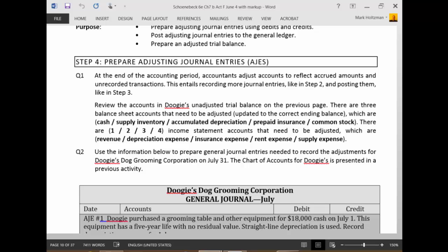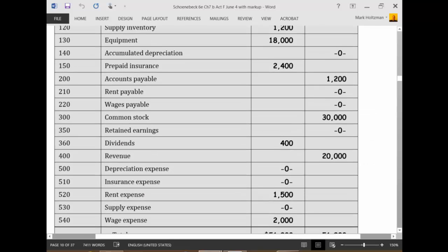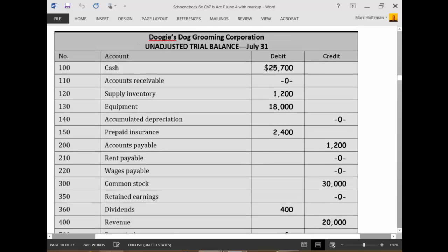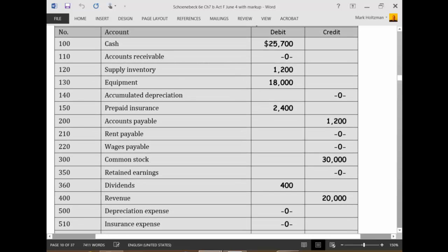If you look at the unadjusted trial balance, there are certain balance sheet accounts that need to be adjusted. Let's look back at that right now. One example is depreciation. You need to record depreciation on your equipment.